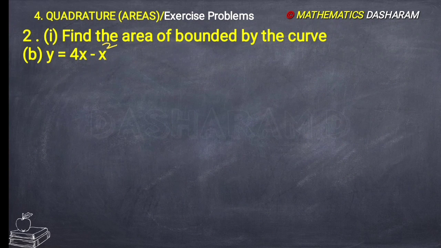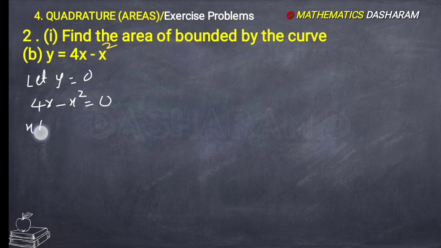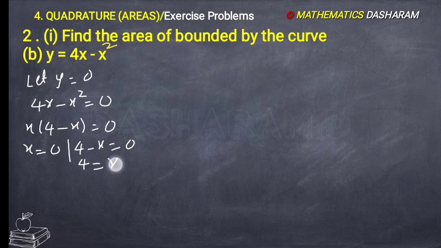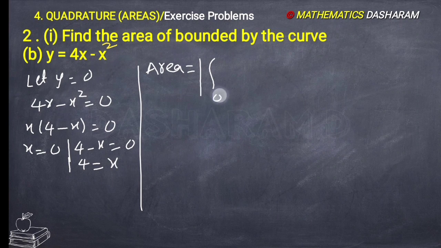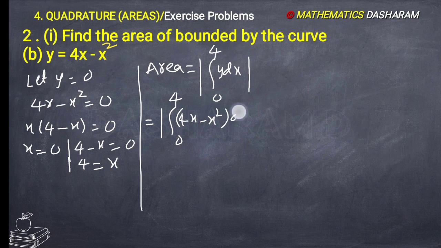Next, B question, y equals 4x minus x square. First let's find out the ordinates. So for that, y equals 0. So 4x minus x square equals 0. Take the x common, x into 4 minus x equals 0. Here x equals 0, next 4 minus x equals 0. Then here 4 equals x. So therefore the required area equals mod integration 0 to 4 y dx. So it is equals to mod integration 0 to 4, y equals what? 4x minus x square dx.